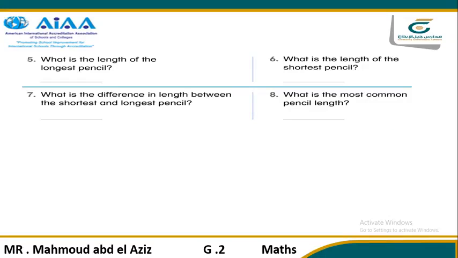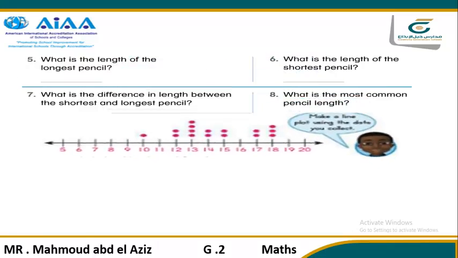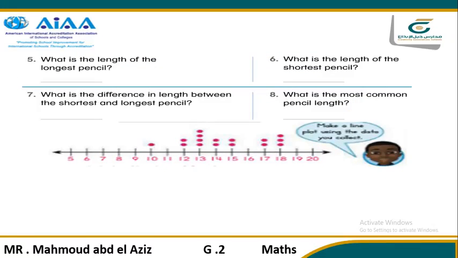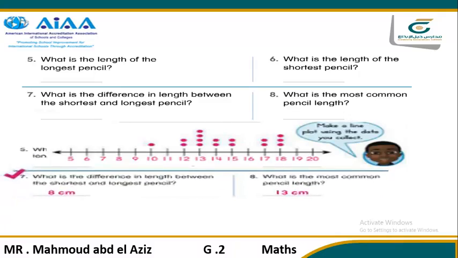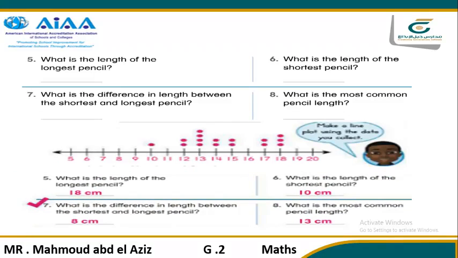With another question, what is the length of the longest pencil? Do you remember the number line? This number line. So here, what's the longest pencil? We have here from 10 to 18. So our longest pencil here equal 18 centimeters. Another question, what is the length of the shortest pencil? What's the least number here? It's 10 centimeters. Excellent. So here the longest pencil equal 18 centimeters and the shortest one equal 10 centimeters.